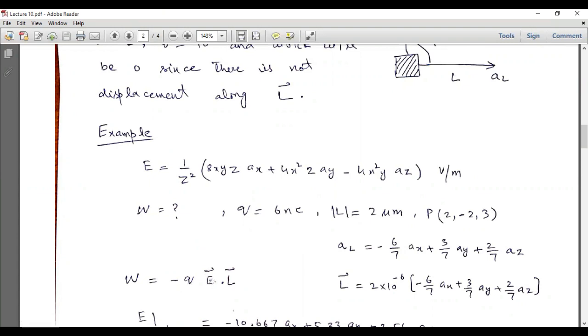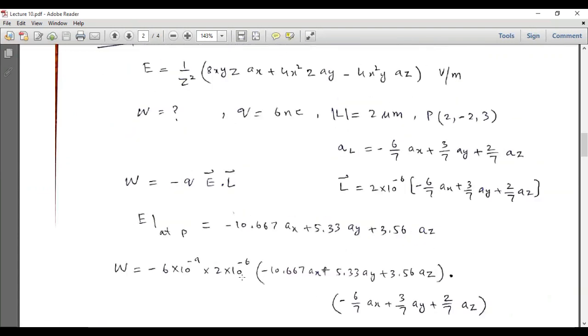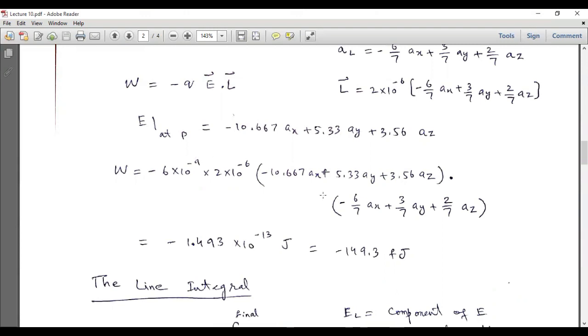So W is equal to minus Q E dot L, and first we have to calculate the electric field intensity at this point. So E at P can be easily evaluated by inserting these coordinates x, y, and z in this expression. So this is E at P, and W will be equal to minus Q E dot dl. Q is also given, E is also given, and dl is also given. So this dot product can be easily evaluated, and this is the final answer, which is minus 149.3 femtojoule.